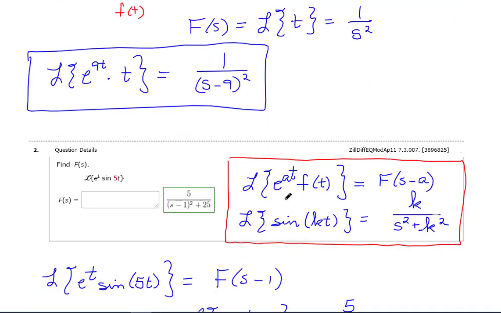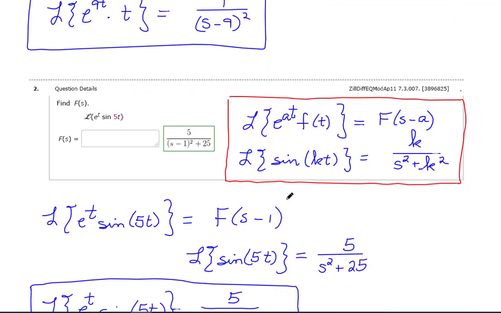All right, question 2. We have again e to the at times f of t. So in this case, I've got e to the 1t. All right, so that's going to shift this by 1. I need the Laplace transform for the sine of 5t.